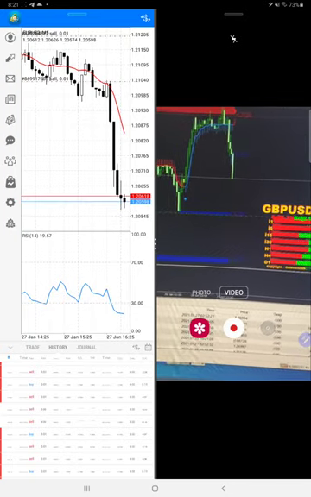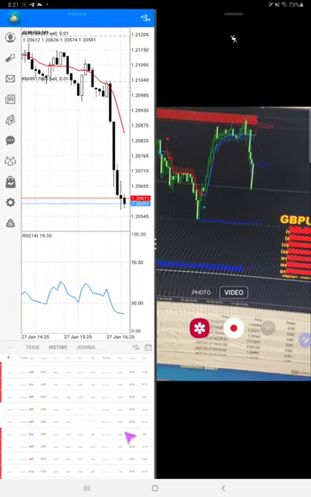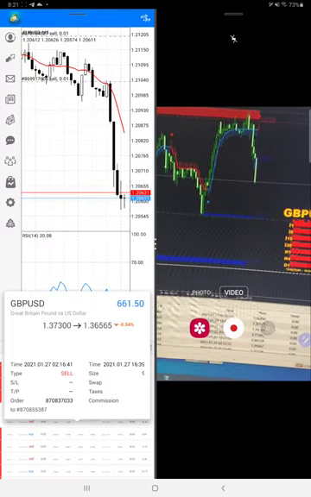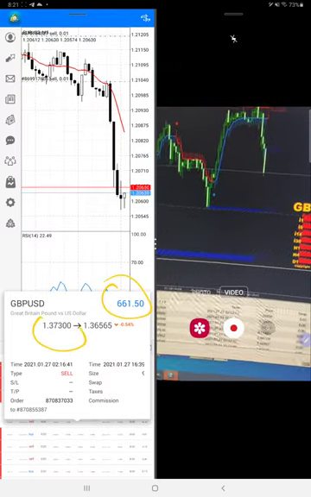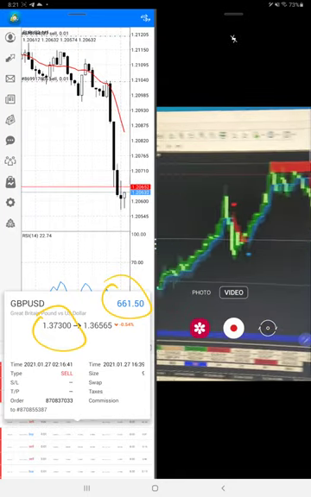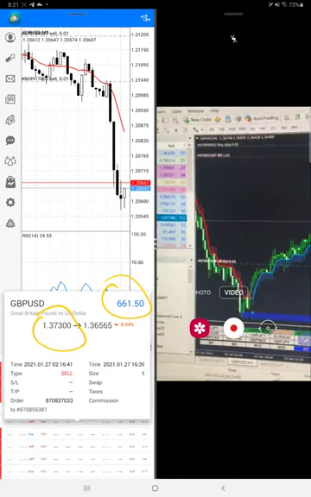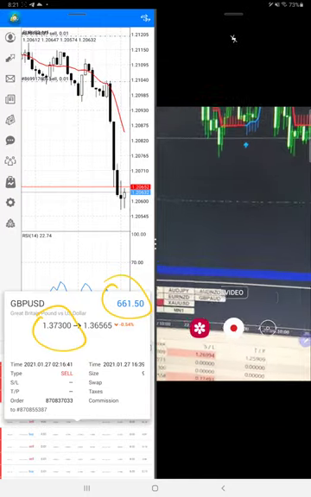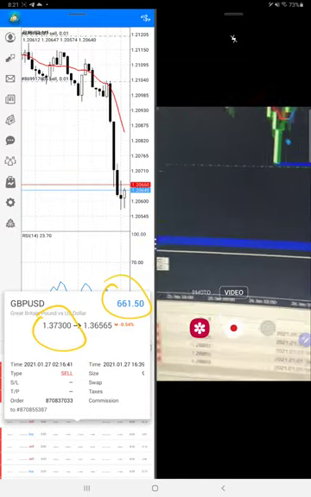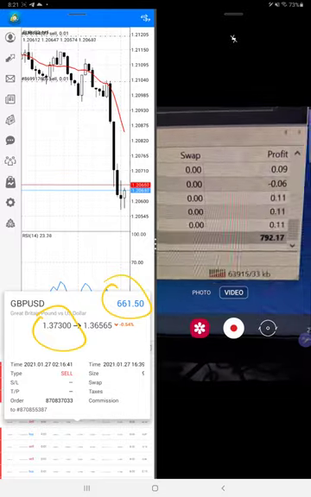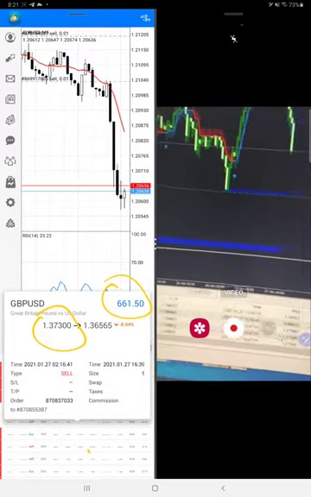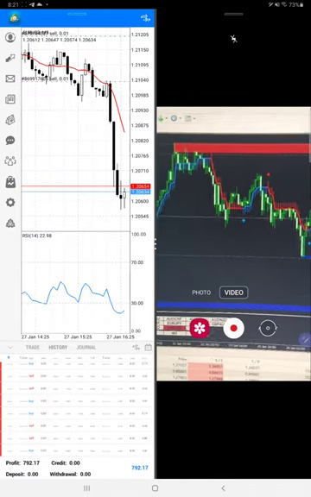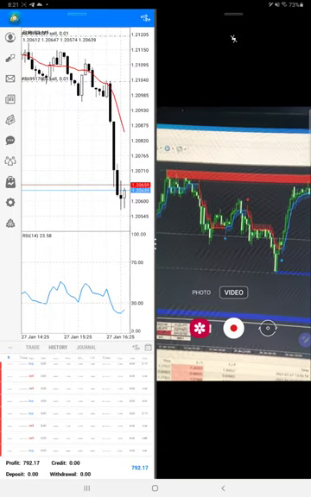Sell GBPUSD, the same account, and again one more time, this is the entry point, 3730, and this is the live account, and net profit, same profit, 792. The same profit can be verified here, 792. So if you connect your account, you will get the same profit.